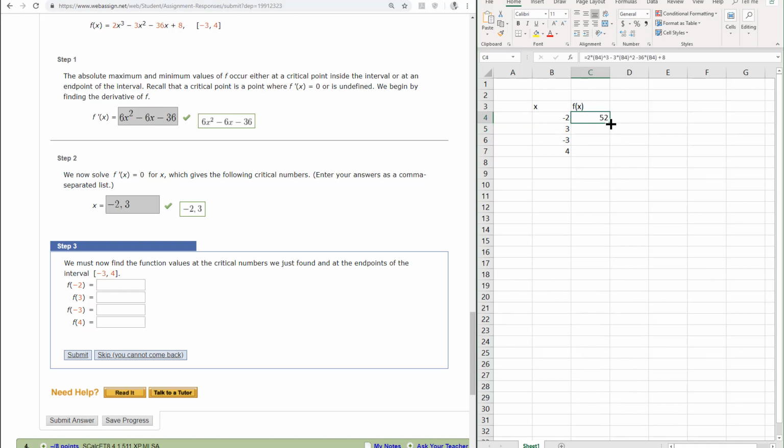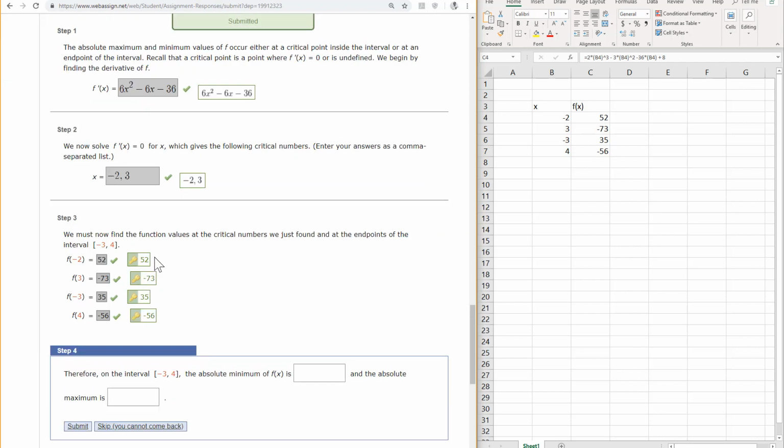I can retype everything over, but the nice thing about these spreadsheets is you get to click and drag down so you can populate the answers for these specific y values. So it looks like when x is equal to -2, y is equal to 52. When x is equal to 3, y is equal to negative 73. When x is equal to negative 3, y is equal to 35. And when x is equal to 4, y is equal to negative 56. The first two are the critical points, and the last two are the endpoints.